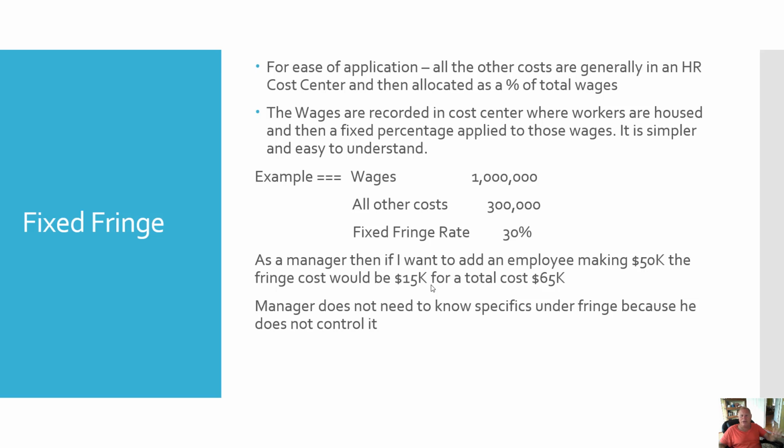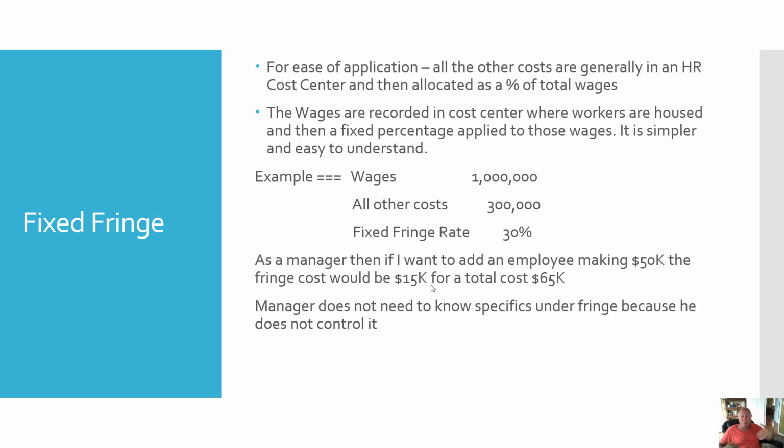Much simpler and easy to understand, because if you think about it, the manager does not control these fixed fringe costs. They're controlled at a corporate level. Those decisions are made. So if we have as a firm $1 million of wages, these other costs, $300,000, you get a fixed fringe rate of 30%. And a lot of firms are more, not many are less than 30%.